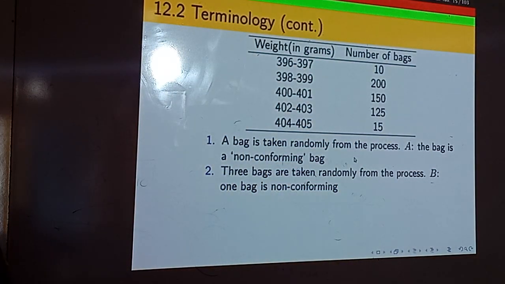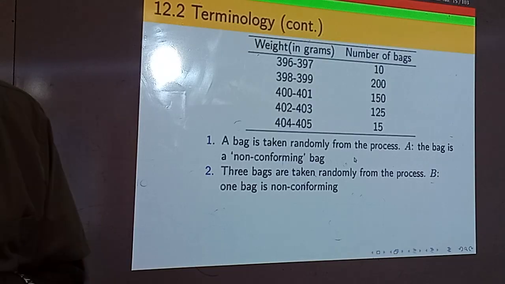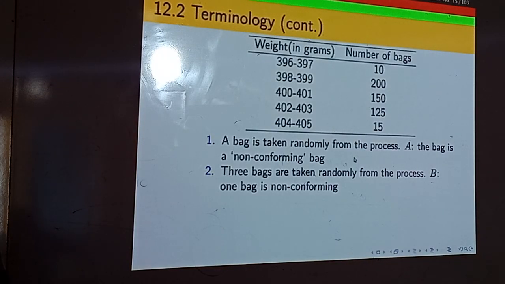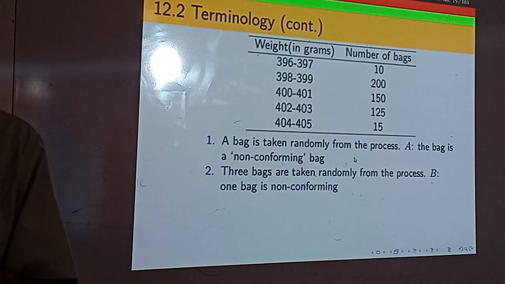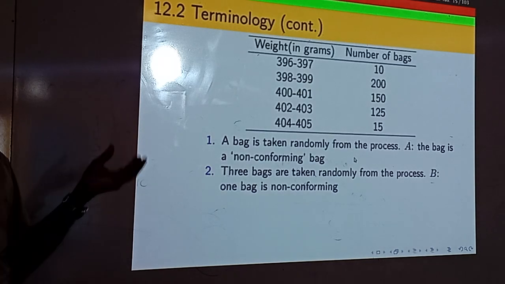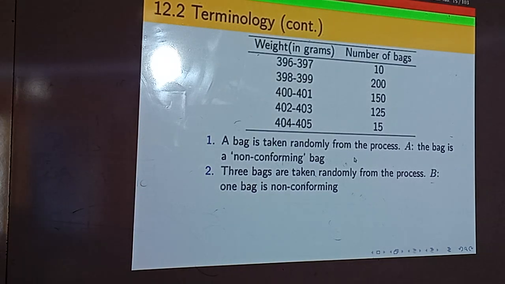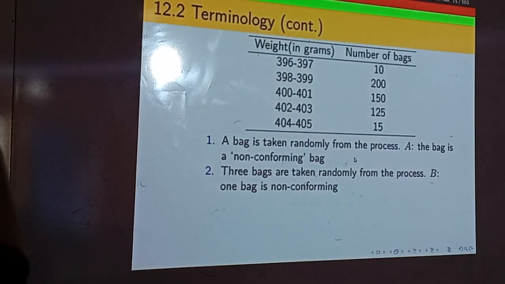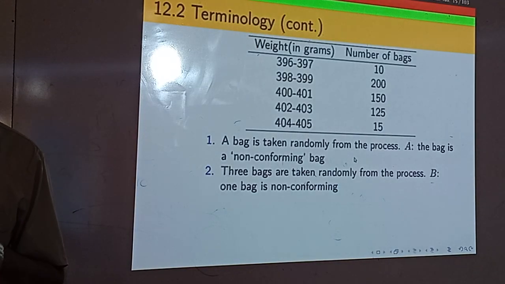So if you take any 3 bags, what is the probability that 1 bag is non-conforming? You have to look at all the possible ways of having 1 bag, and then you know the probability that any 1 bag is not conforming. Like that you can calculate. One way to calculate is using probability rules. We will discuss that a little later.